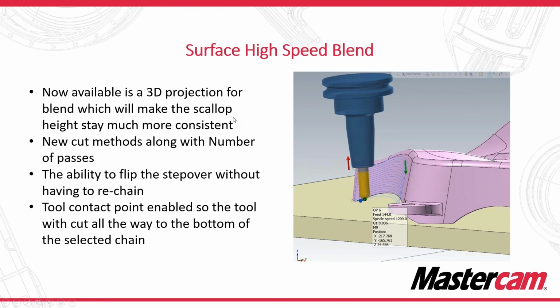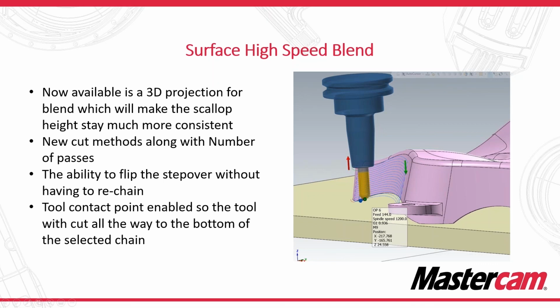All right, and the last slide I have for you guys is the blend updates. So in 2020, they took the blend toolpath and converted it to the new high-speed toolpaths rather than the older ones. And now with 2021, they've added a couple different new cutting methods, the ability to flip the step over without having to rechain it. And the big thing is the 3D projection as well as the tool contact point.